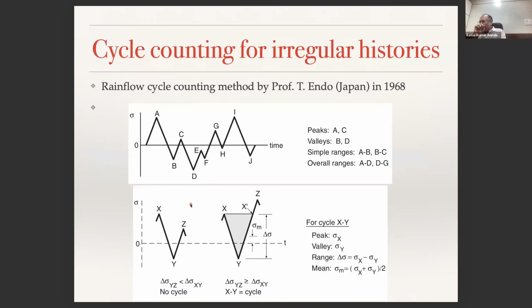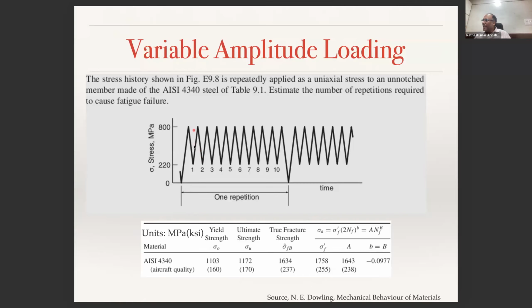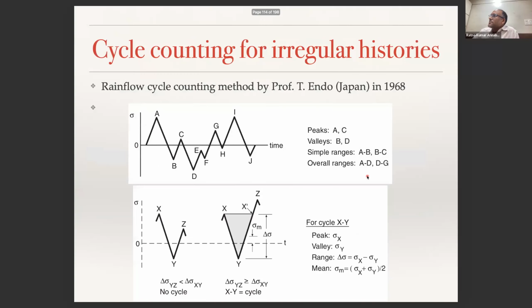Now, you have variable amplitude loading, but this variable amplitude loading that we have seen until now is in a very nice way. There is one large amplitude and small amplitude and so on. But sometimes you have the loading happening in a very haphazard, very random manner. In such cases, how do we count the cycles? There is a method proposed by Professor Endo in 1968 called the rainflow cycle counting.